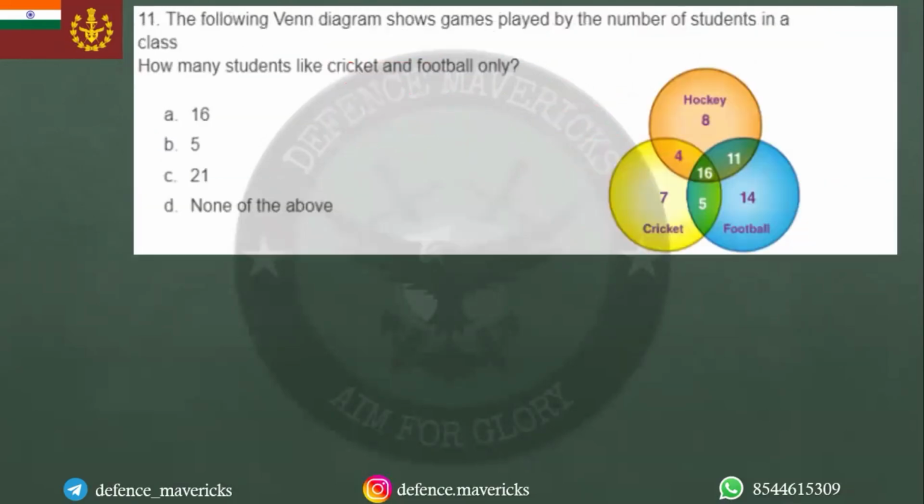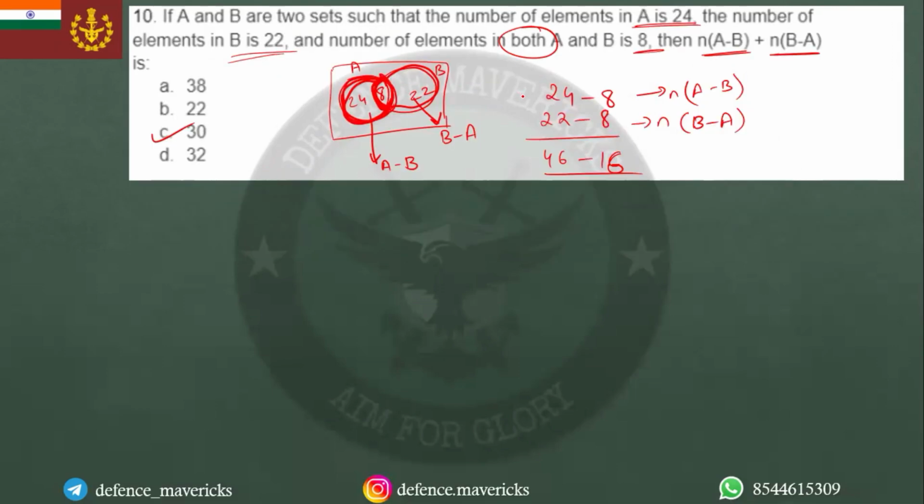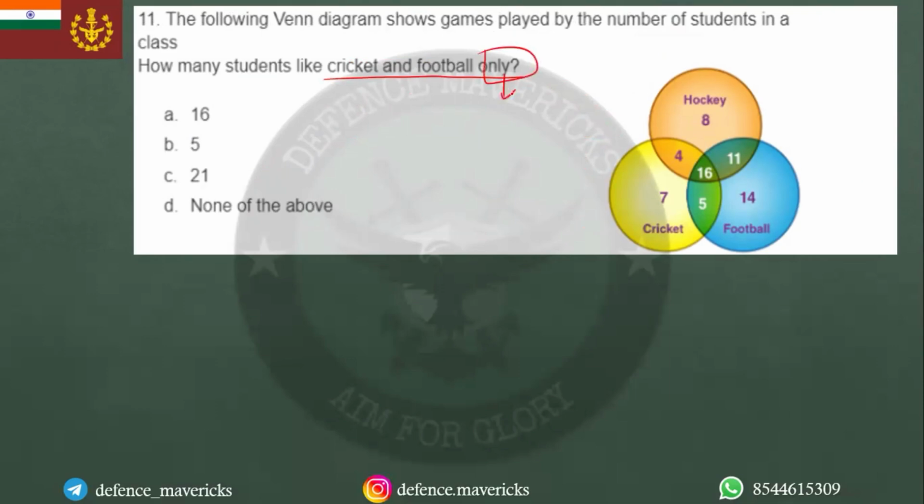The following Venn diagram shows games played by the number of students in a class. How many students like cricket and football only? अब only का क्या मतलब होता है, someone who might like cricket might like football also. तो only मतलब देखो फिर वो माइनस वाला कंसेप्ट आ गया ना. If I say how many elements are there in A only, तो A only मतलब A minus B, something which is there in A but not in B, तो वही हो गया ना A only.